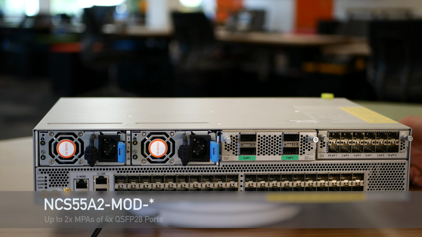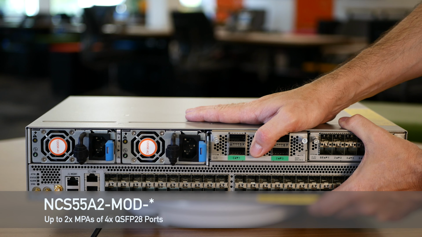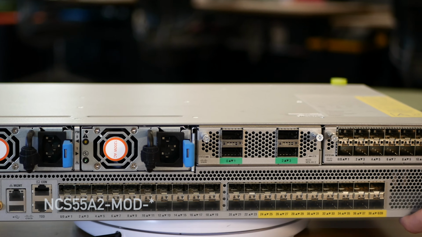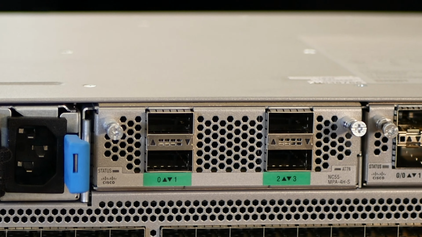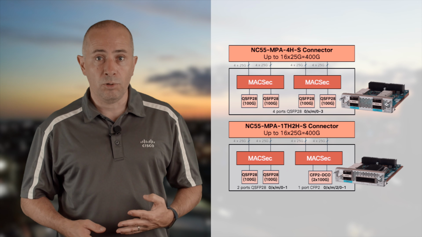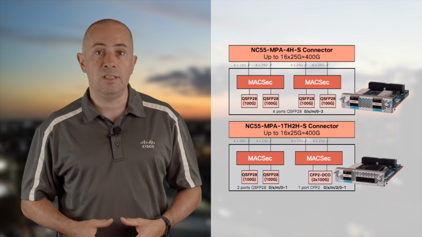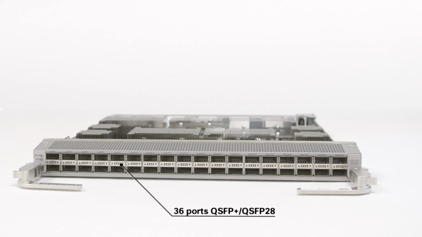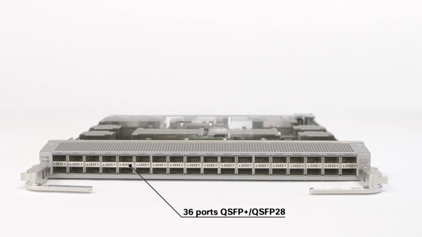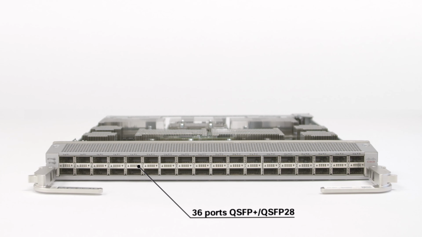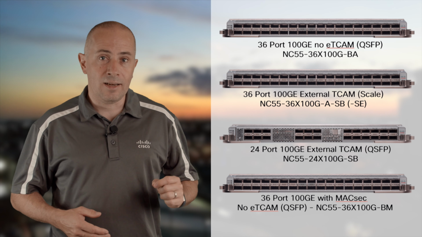And finally, the NCS 55A2 MOD variants. 100 gig is available with the MPAs: the 4x100 gig gray port and the combo card 2x100 plus 200 gig DWDM. The 200 gig CFP2 DCO can be used at 100 gig too, but of course it's IP over DWDM here and not gray. In the line cards we have 36x100 SE or non-SE, the MACsec line card.